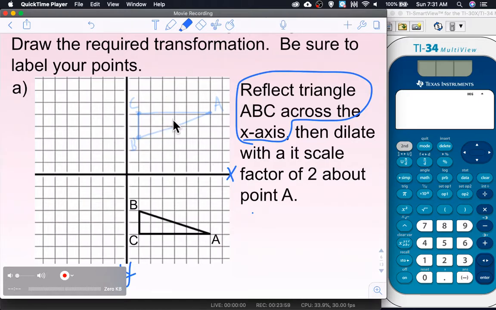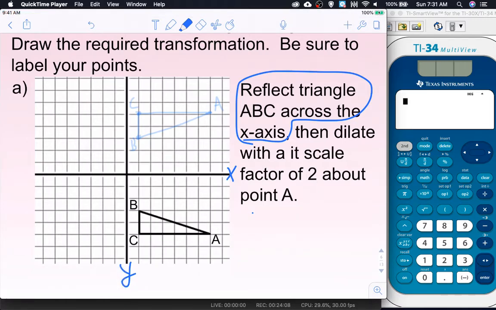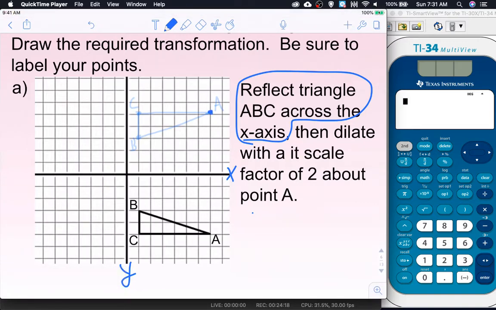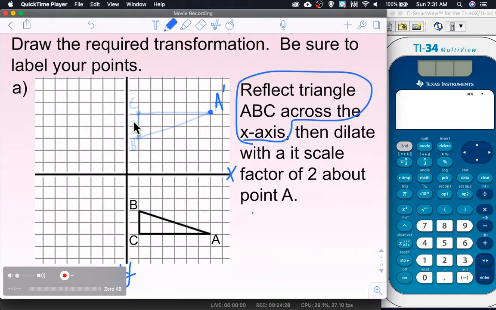We did the reflection. Now we're going to take this, it says, then dilate it with a scale factor of 2. So it's going to be 2 times as big. All the lengths are going to be 2 times as big about point A. And what that part tells me is point A is not going to move. So I'm going to put him in permanent blue. He is now my new or final A point. But these other points are not going to be here. I mean, if this is 2 times as big, it's going to be out here or something.